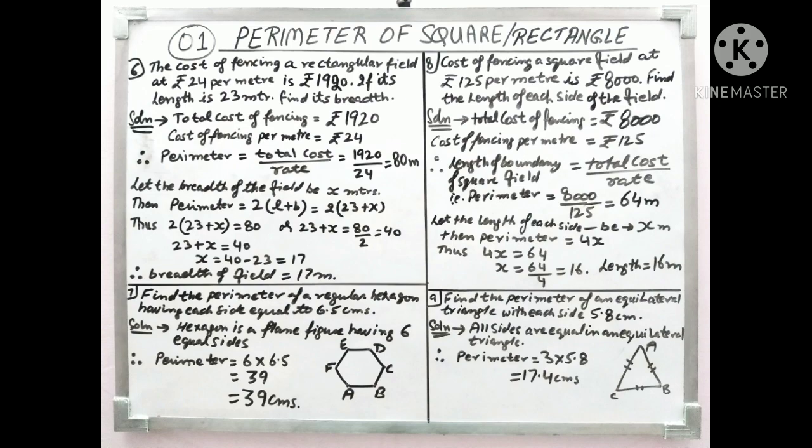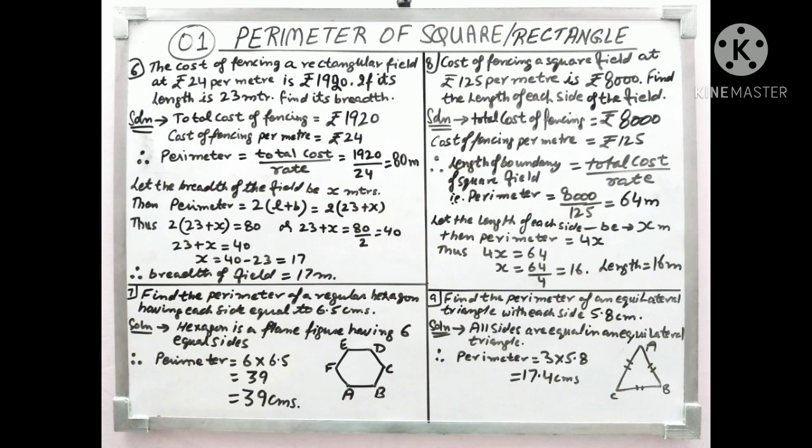In the next question, we have to find the perimeter of a regular hexagon having each side equal to 6.5 centimeters. Now what is a hexagon? A hexagon is a 6-sided closed figure, right? So all the sides are equal.